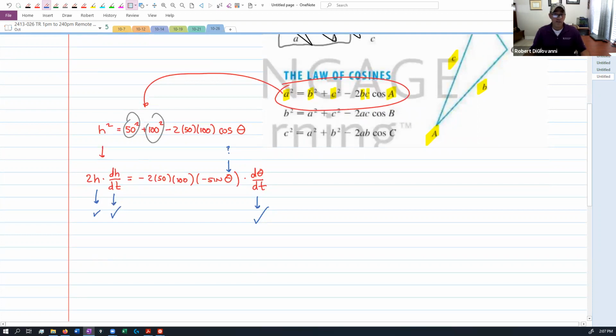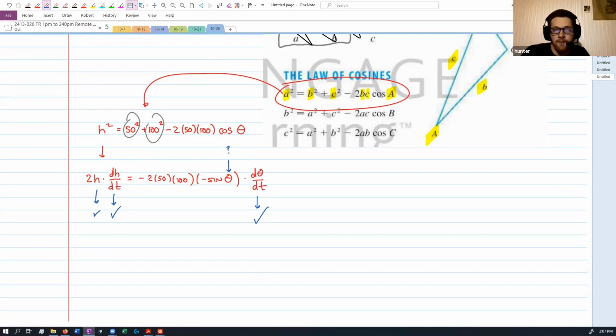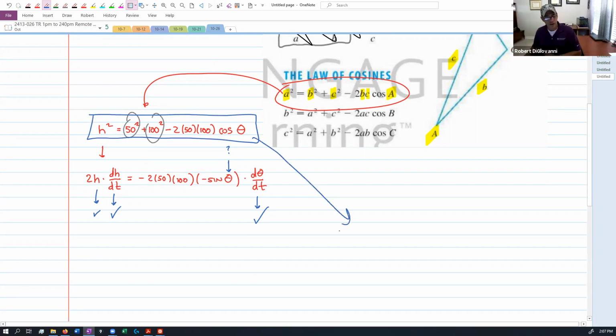But can you get theta? How can you get theta? You can fix everything now, right? Yeah, we can fix h now. h is 120. So this is 120 squared equals 50 squared plus 100 squared minus 2 times 50 times 100 times cosine of theta. And these are all numbers, so you can solve for theta. You'll have to come in with an inverse cosine function to do it. Dot, dot, dot.